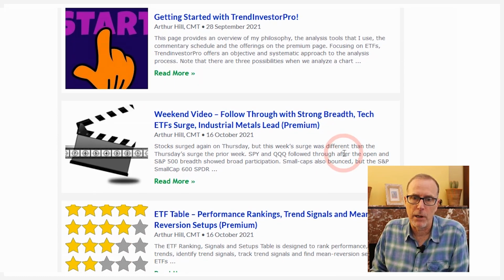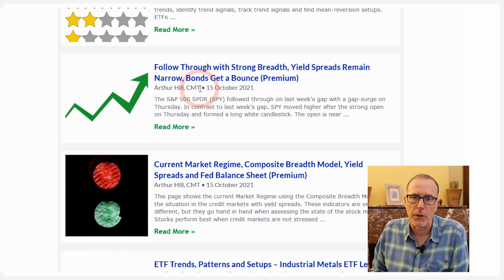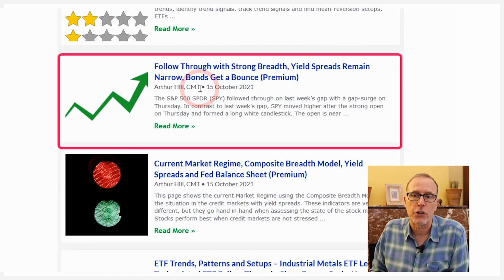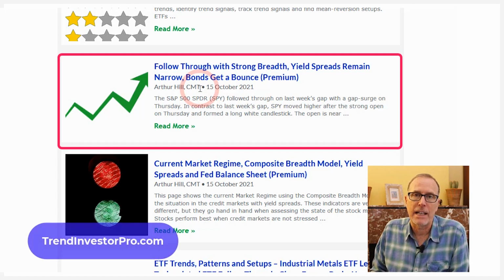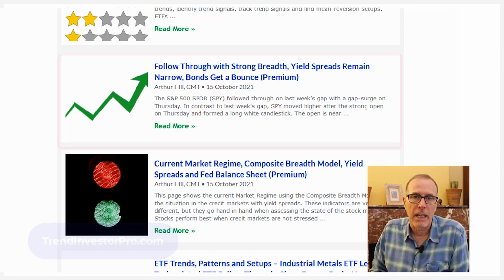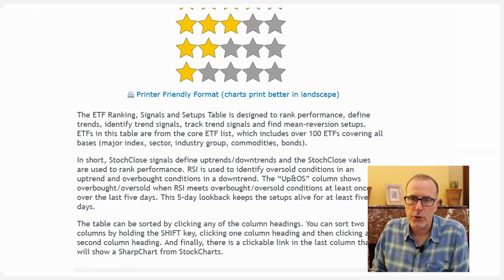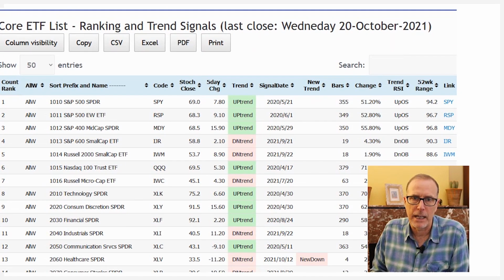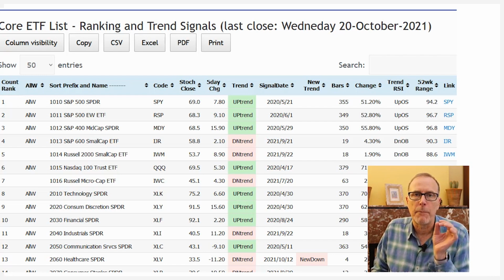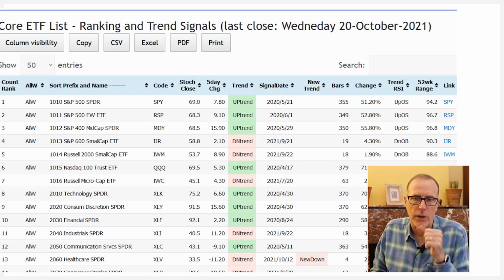And if you scroll down, we are identifying this big follow through last week with strong breadth. And so that suggested that the correction in the S&P 500 was ending and the bigger uptrend was resuming. If we go over to our trend and signals table here, I've got 129 ETFs, and they make up my core list. We got the major index ETFs, we got the sectors, the industry group ETFs, commodities, bonds, and currencies.